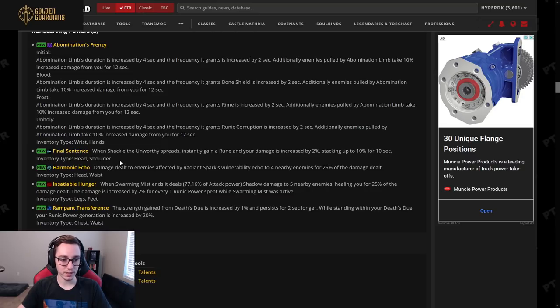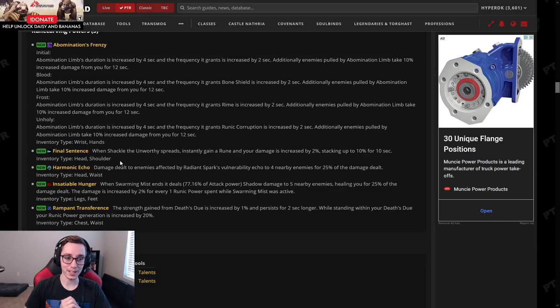Next we have for Kyrian, Final Sentence. When Shackle the Unworthy spreads, instantly gain a rune and your damage is increased by 2%, stacking up to 10% for 10 seconds. And this is head and shoulders. So this one is a little bit better, but again, single target, it has no value because your shackle will never spread. On AoE, the other covenants are just better than Kyrian. So it's kind of weird seeing a legendary made to interact with the AoE part of Shackle, whereas Shackle is largely seen as a single target covenant ability. So this one, again, fairly mediocre. I don't think it's going to be too exciting.